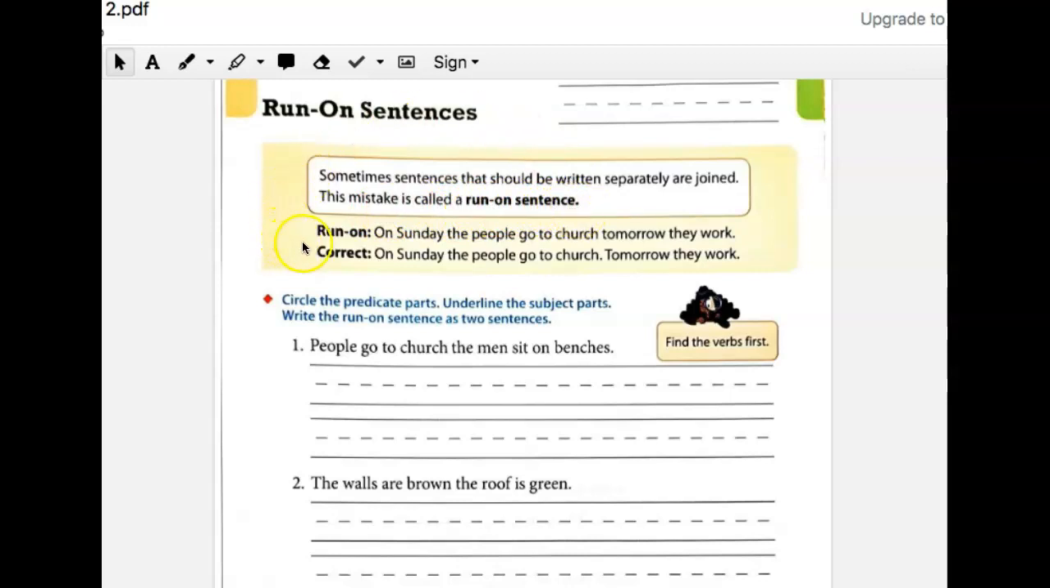For example, here we have an example of a run-on sentence. On Sunday the people go to church, tomorrow they work. That is not one complete thought. It actually has two complete thoughts. Then what is the correct way to write this? On Sunday, the people go to church, period. Tomorrow, they work. So we split this sentence into two sentences so that each sentence has one complete thought.